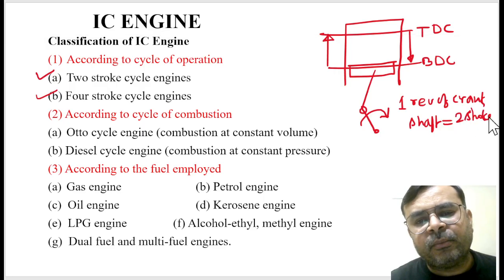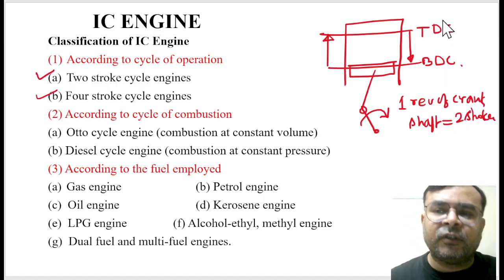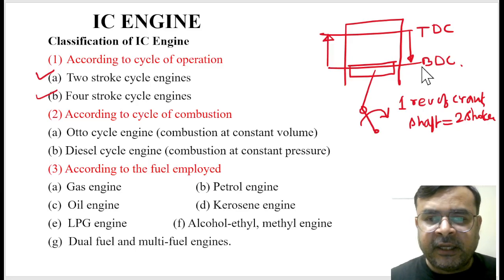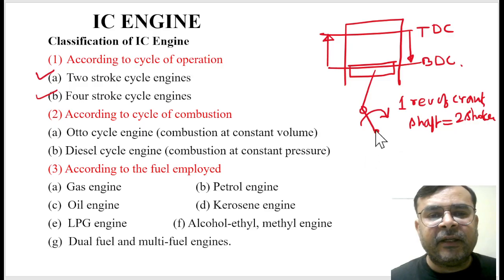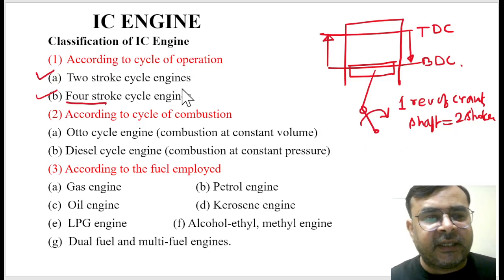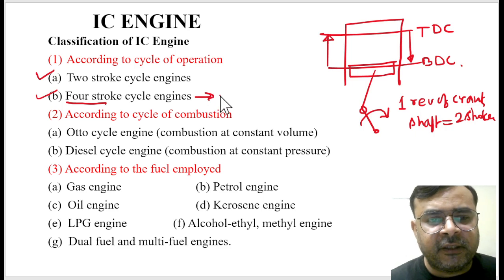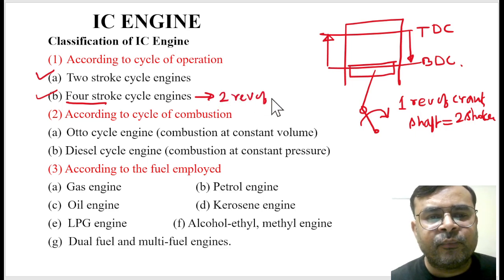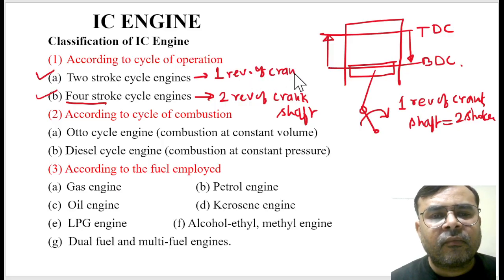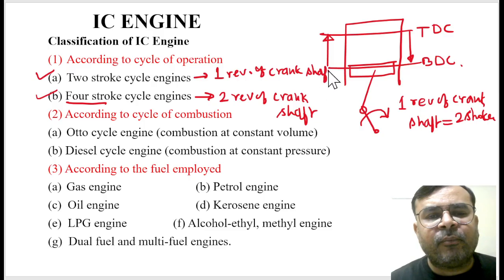Is it right? Means your piston can move from BDC to TDC. This is one stroke, and from TDC to BDC this is another stroke. Correct? So this is 2 strokes. It means for a 4-stroke engine we need at least 2 revolutions of the crankshaft. Is it right? In a 4-stroke engine we need 2 revolutions of the crankshaft. Yes or no? And similarly for a 2-stroke engine we need only 1 revolution of the crankshaft. Are you getting my point?